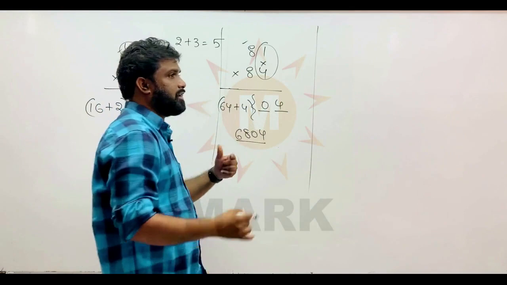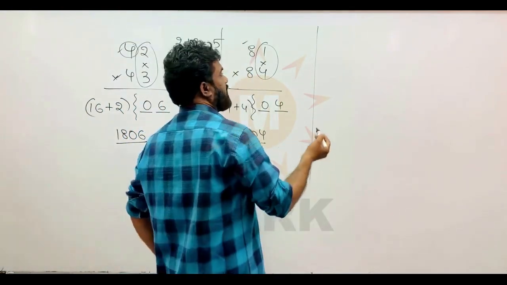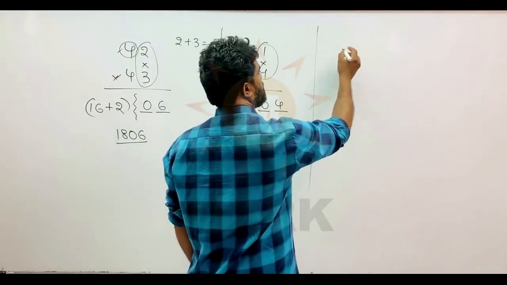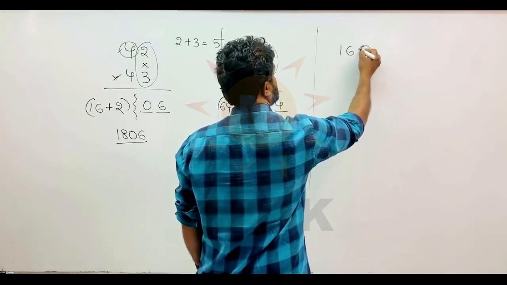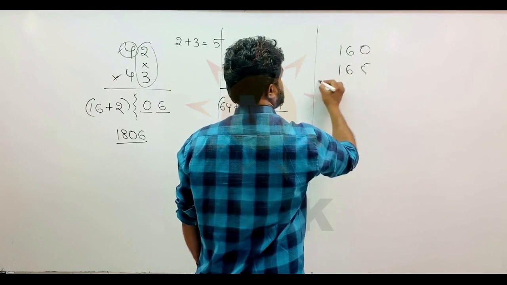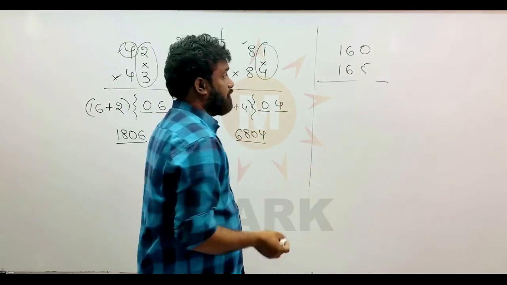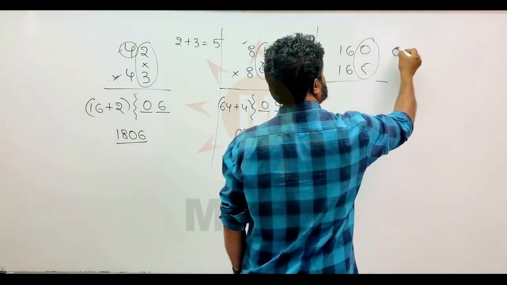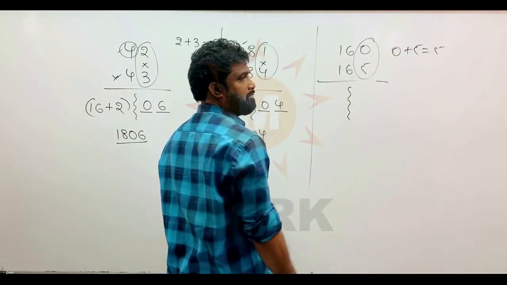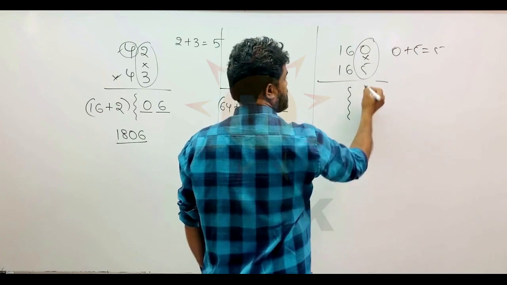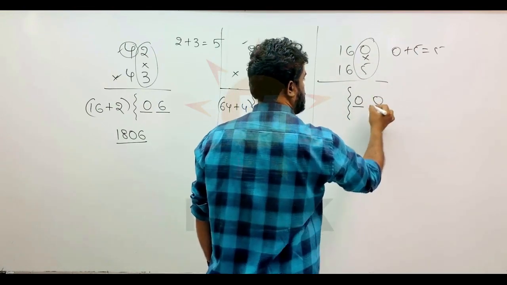6804 will be the answer. And not only that, I can multiply 3-digit numbers also. Suppose I am writing 160 into 165. Three numbers, and I am taking 160, and 0 plus 5 is equal to 5. So as usual I am dividing my answer into 2 parts. 0 into 5 is equal to 0, but still I am putting 2 zeros because I have given 2 slots.